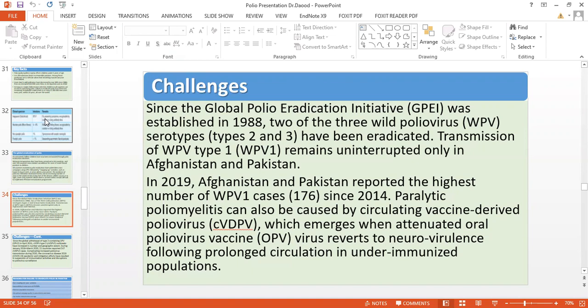In 2019, Afghanistan and Pakistan reported the highest number of wild poliovirus type 1 cases since 2014. Paralytic poliomyelitis can also be caused by circulating vaccine-derived poliovirus, which emerges when attenuated oral polio vaccine virus reverts to neurovirulence following prolonged circulation in the under-immunized population.